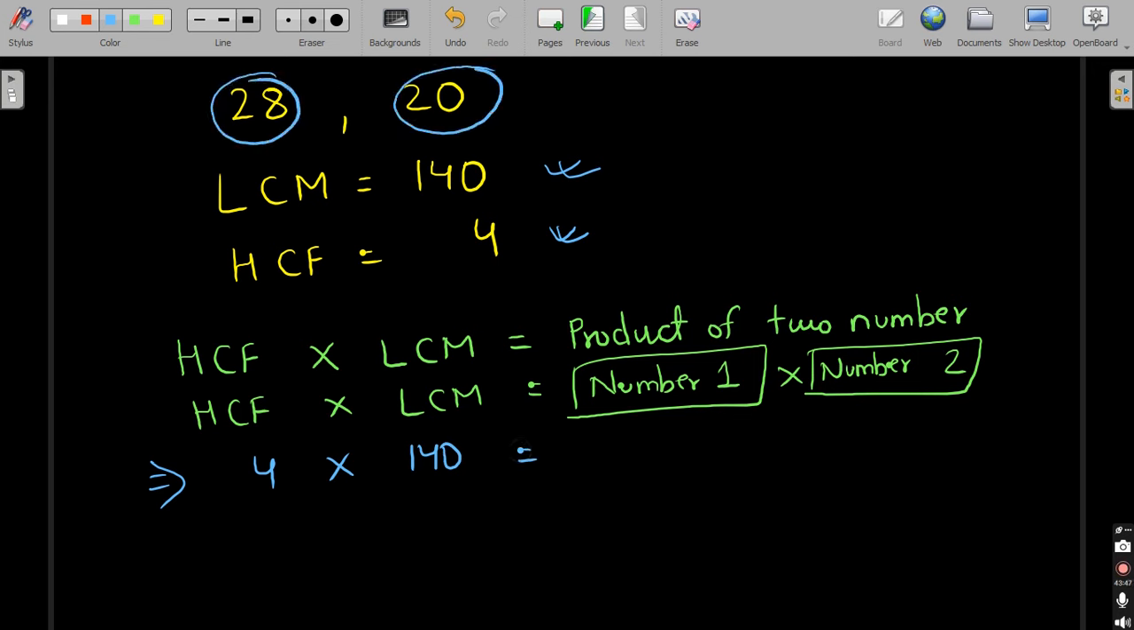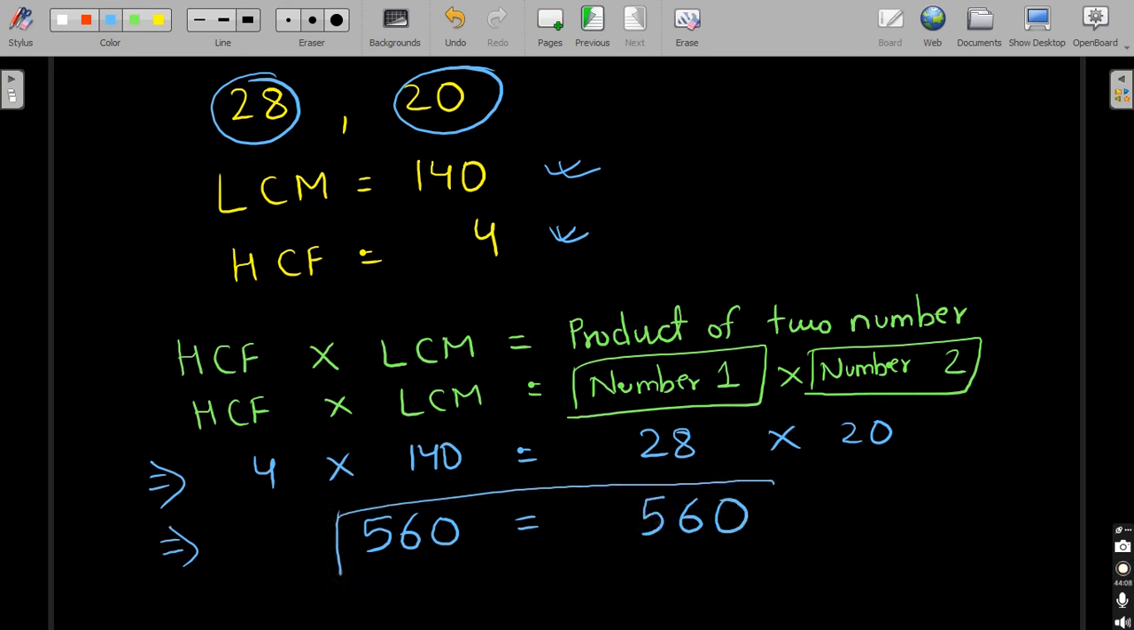Now what is the first number? 28. What is the second number? 20. So let us multiply 28 into 20. Now let us try it. So how much will I get? 4 zeros are 0, 4 4s are 16, 6 carry 1, 4 1s are 5, so 560. Now in the same way you need to solve. If I multiply, 8 2s are 16, 2 2s are 4, so 560 into 560. So I can say that HCF into LCM is equal to number 1 into number 2.